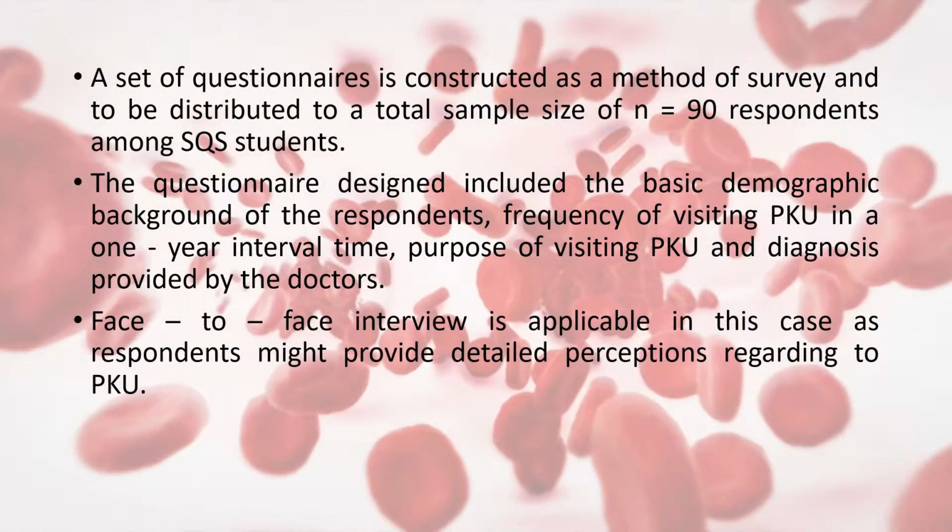A set of questionnaire is constructed as a method of survey and to be distributed to a total sample size of n equals 90 respondents among SQS students. For your information, there are 3 courses in SQS, namely Business Mathematics, Industrial Statistics, and Decision Science. In terms of this, the total respondents for 3 courses will be 90 respondents.